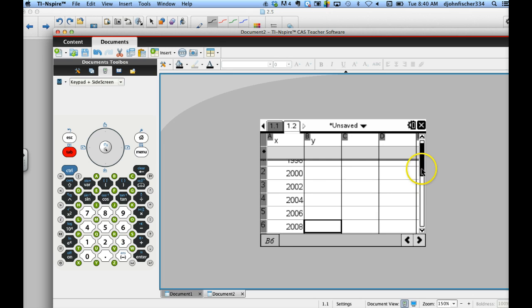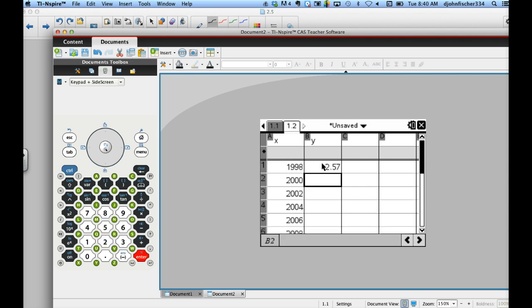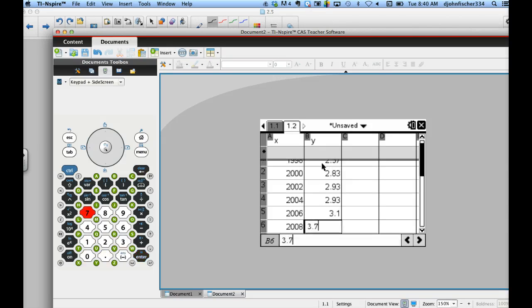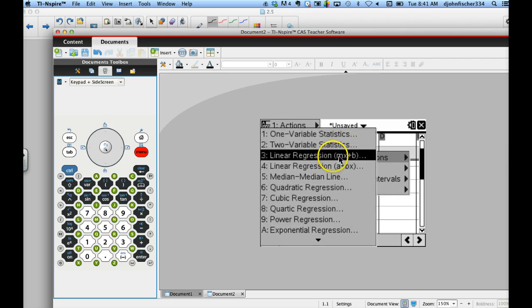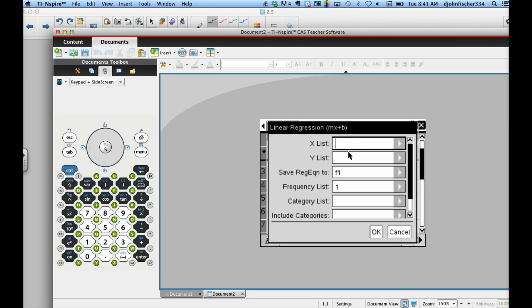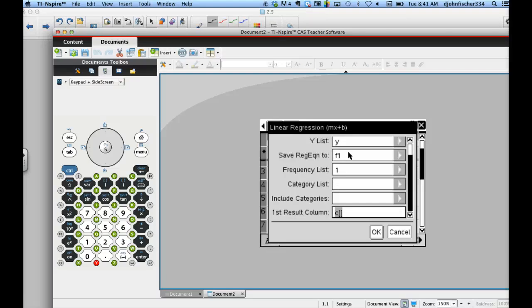Now for the second list, we're going to put the y values: 2.57, 2.83, 2.93, 3.10, and 3.71. Now to find the linear regression, we're going to go under Menu, Statistics, Calculations, Linear Regression. There are two of them, so we make sure we pick the first one. We labeled our first list x, our second list y. Column reference is C, and we click OK.